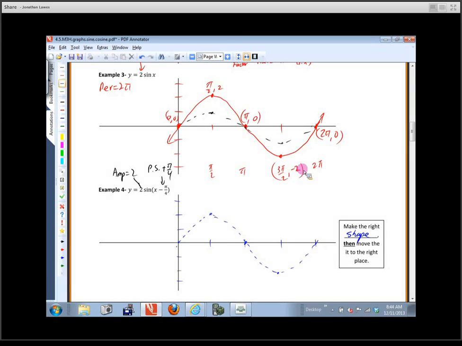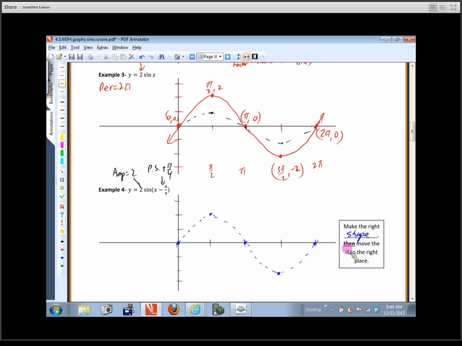Is that the right graph, though? It's not the right graph. What's wrong with it? What do we need to do to this to fix it? We need to slide that whole thing to the right. Now, the reason I like doing this is, are these 5 points right here pretty easy to identify? If you stretch and shrink things horizontally and vertically first, figuring out what the points are is really easy. Then all I need to do is take each one of those points and move it to the right pi fourths.